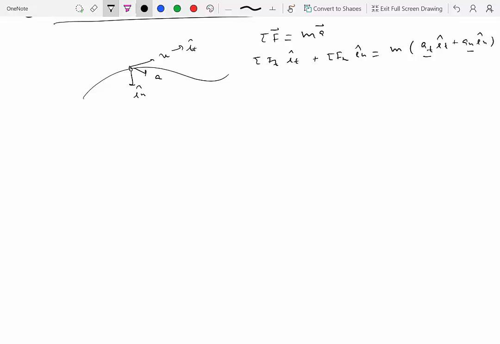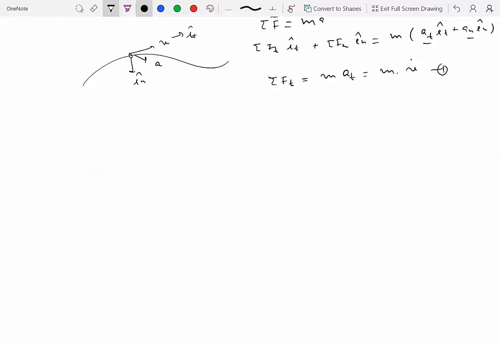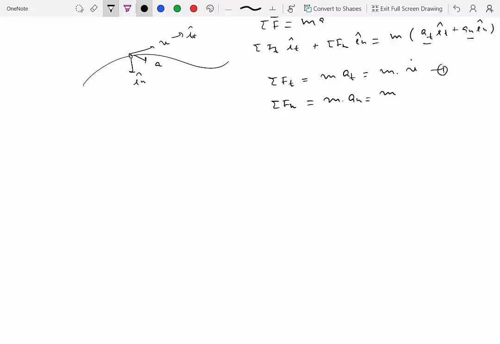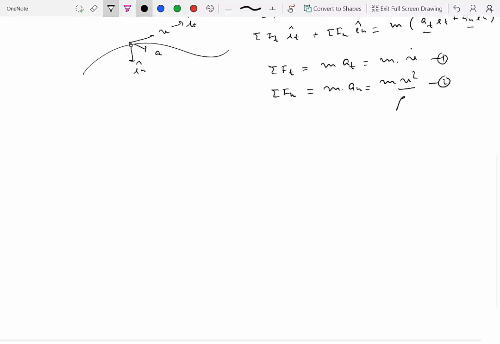We already know what these things look like in the tangent normal system, so we can write that. Again, this is a vector equation, so we will resolve it, and this would become sigma Ft equals m at, which is m times v dot. That's equation number 1. Then along normal direction we have sigma Fn equal to m times an, and that is equal to m times v squared over rho. So those would be the two scalar equations that you would have for the tangent normal coordinate system. Again, you have two equations, so you can solve for at most two unknowns.